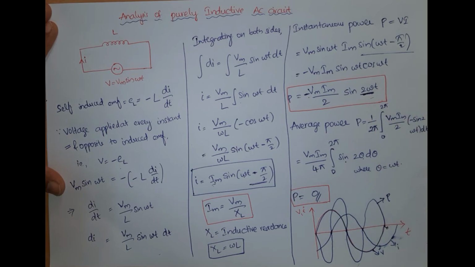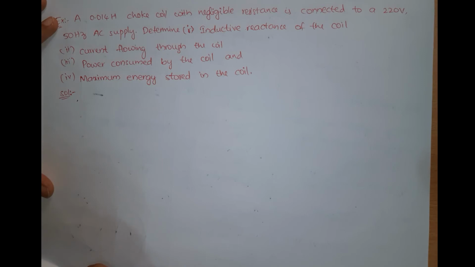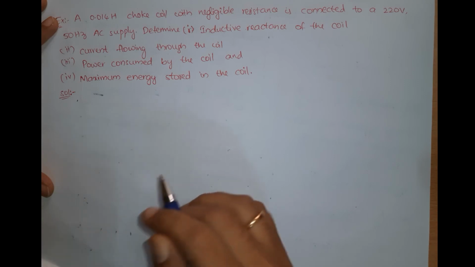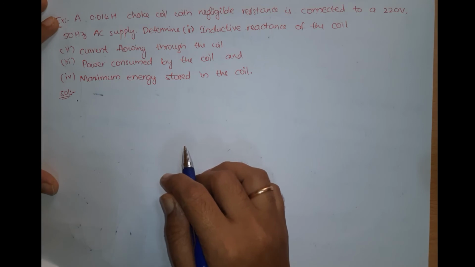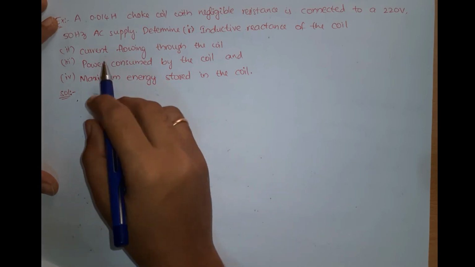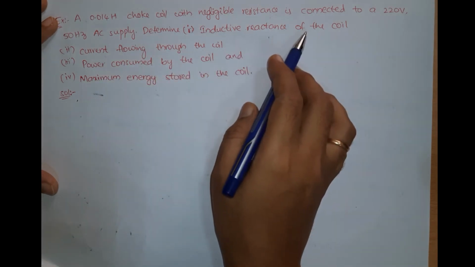Now let us look into an example to clearly understand the concept. Here is an example given: a 0.014 Henry choke coil with negligible resistance is connected to a 220 volts 50 Hz AC supply. Determine the inductive reactance of the coil, current flowing through the coil, power consumed by the coil, and maximum energy stored in the coil. So let us see how to solve this problem. So first one is inductive reactance of the coil.